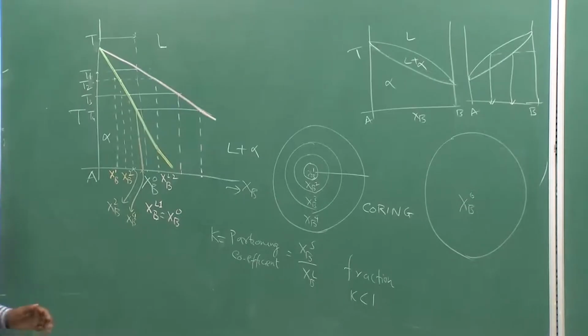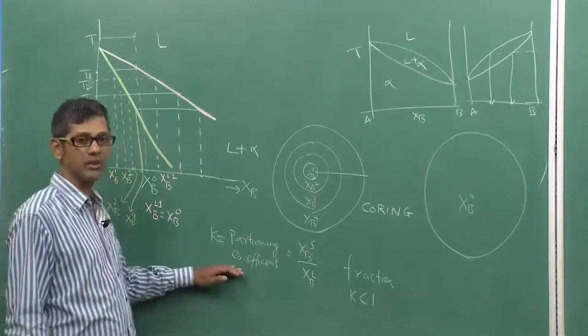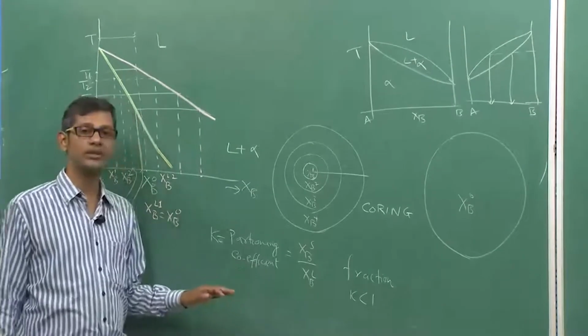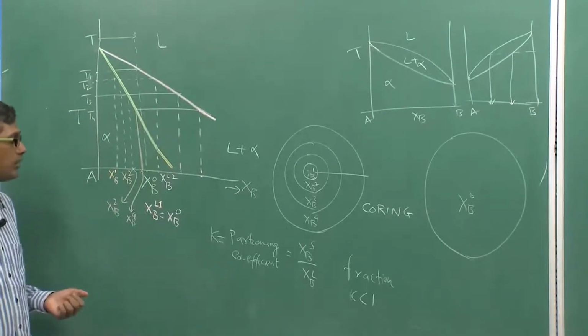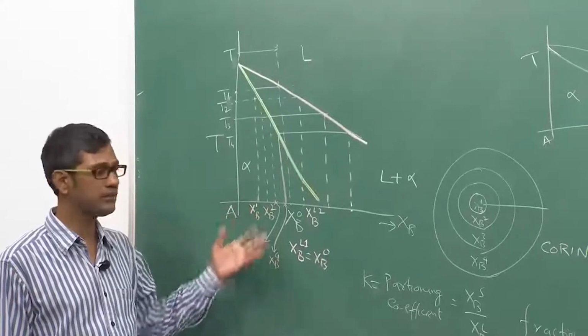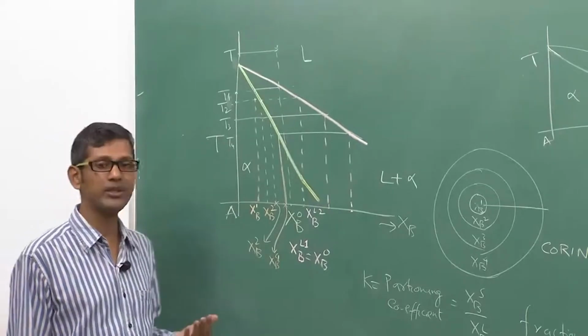So how this situation will lead to dendritic growth and other things, we will discuss in the next class in a detailed manner, and show you that we can use this phase diagram data to formulate a new theory.